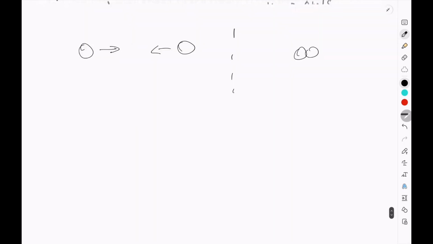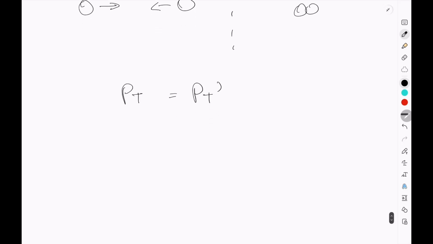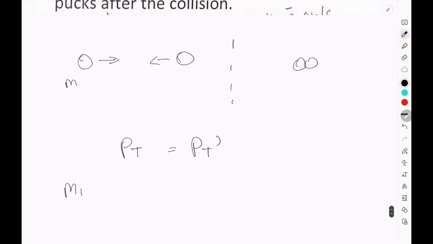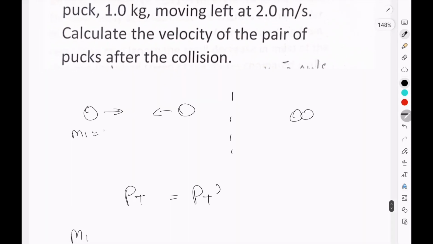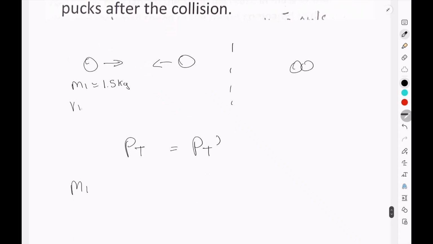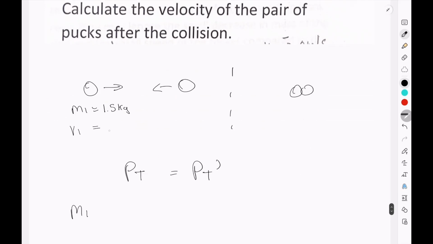So we know that in the system, the total momentum before is equal to the total momentum in the system after. So I'm going to denote the mass of this puck as M1. So M1 is equal to 1.5 kilograms, and it's moving at a velocity of 2.4 meters per second, right.